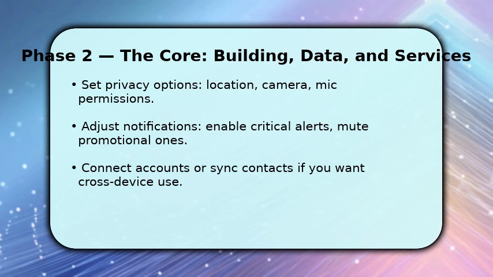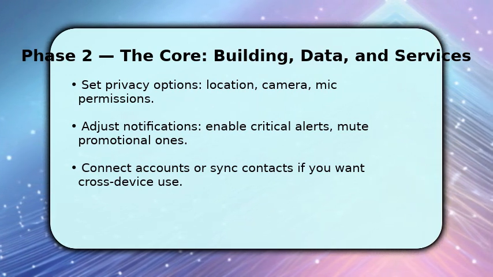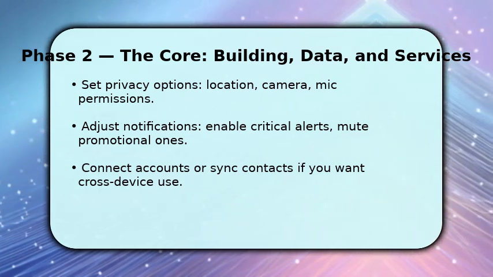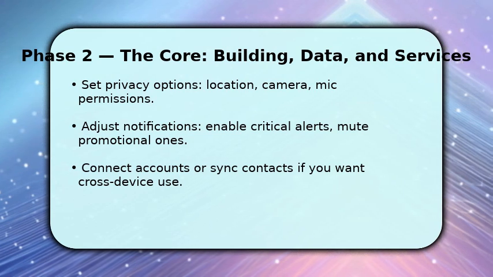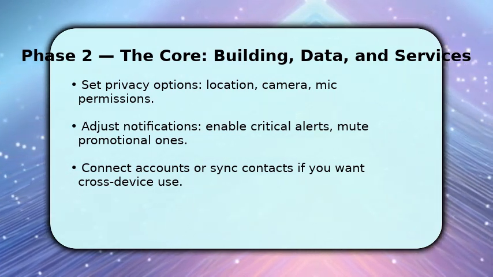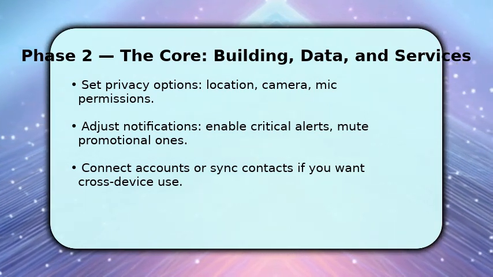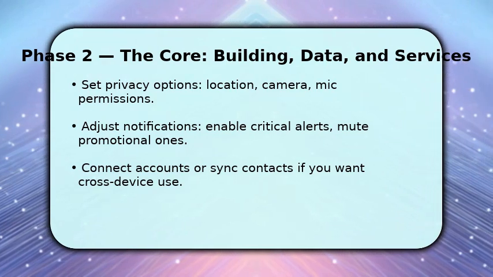Then, adjust notifications. Enable critical alerts and mute promotional or repetitive notices so you only see what matters. If you want continuity across devices, connect accounts or enable contact sync. Doing this now prevents later confusion and explains why setup here reduces friction when you start using features immediately.